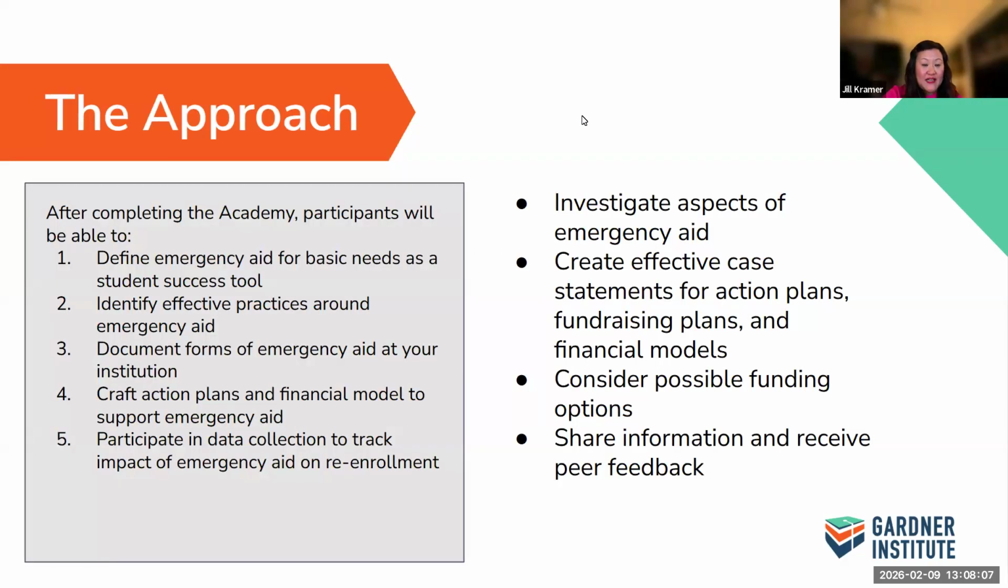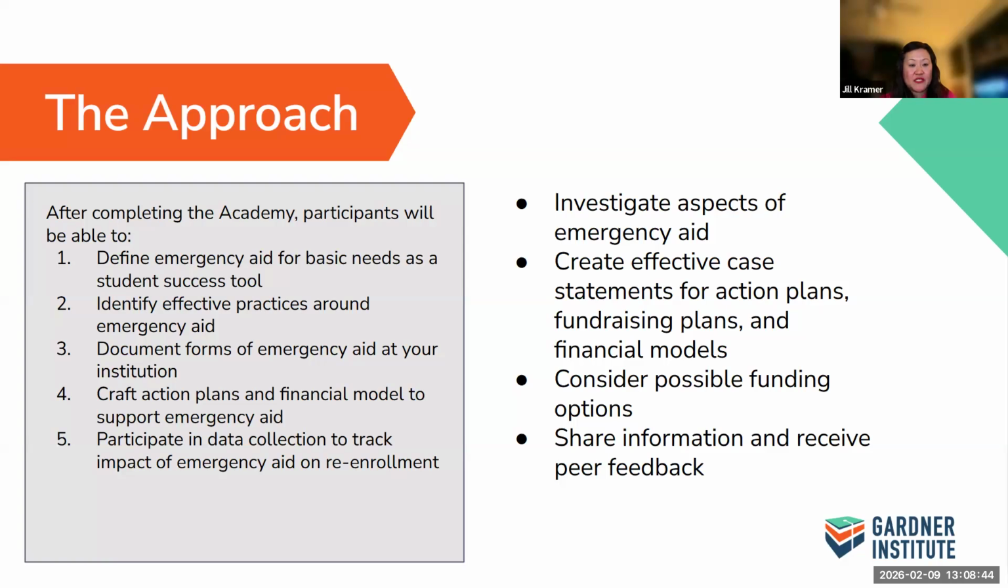So we start at the beginning by defining what emergency aid is, and we help you to define that on your campus. So some institutions include loans in the program, and some strictly look at grant aid or gift dollars. We look at effective practices around emergency aid implementation. We help you document the forms of emergency aid and the processes that you'll go through to set this up and to administer this on your campus. We craft these plans along with financial plans and modeling for tracking emergency aid distribution.